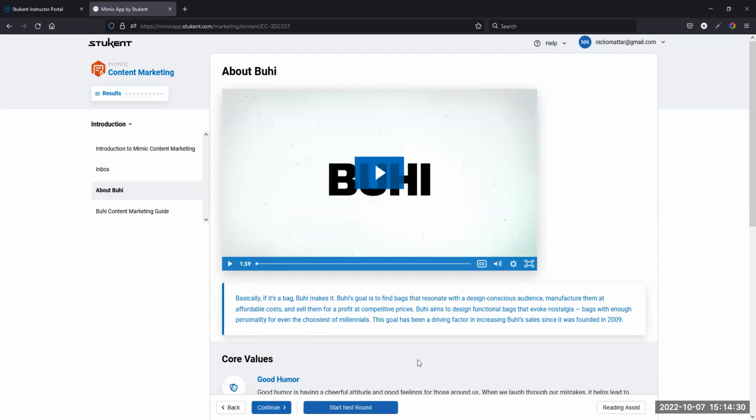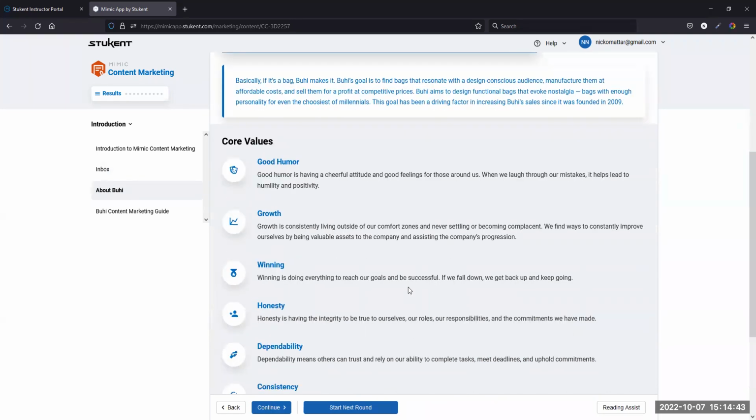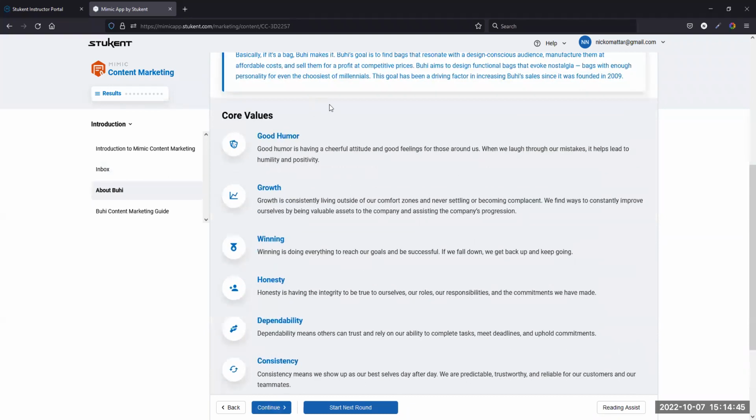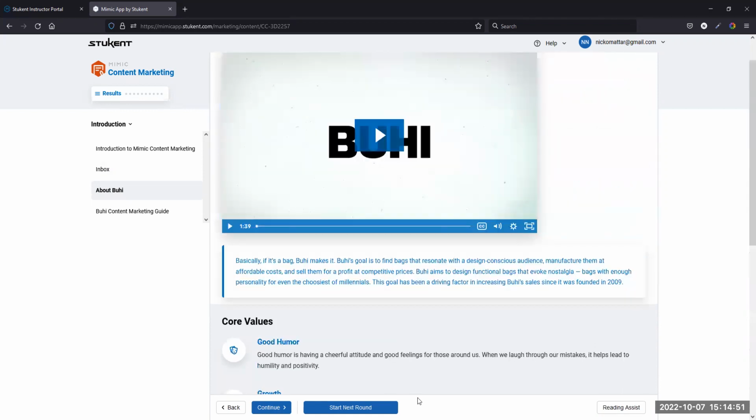But what Buoy is, if you've done any other Stukent simulations in the past, they sell backpacks. And not just backpacks, but a wide variety of them. And they sell them to all sorts of different core audiences. These are the core values. They matter a little bit, but they really don't matter that much in the grand scheme of things for this simulation.